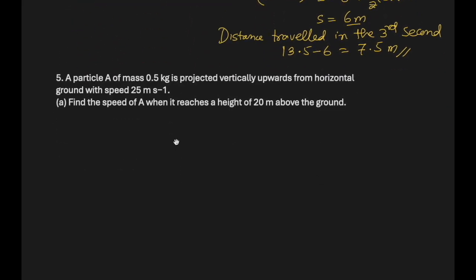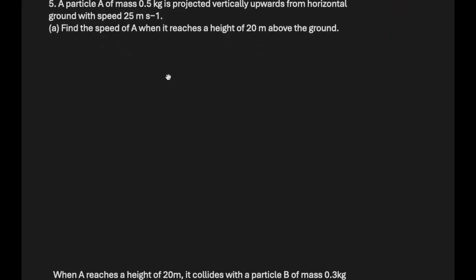Okay, question number 5. A particle of mass 0.5 kg is projected vertically upwards from horizontal ground. So this is the horizontal ground and it is projected upwards at a speed of 25 meters per second. Find the speed of A when it reaches a height of 20 meters. So U is this and V is to be found out.